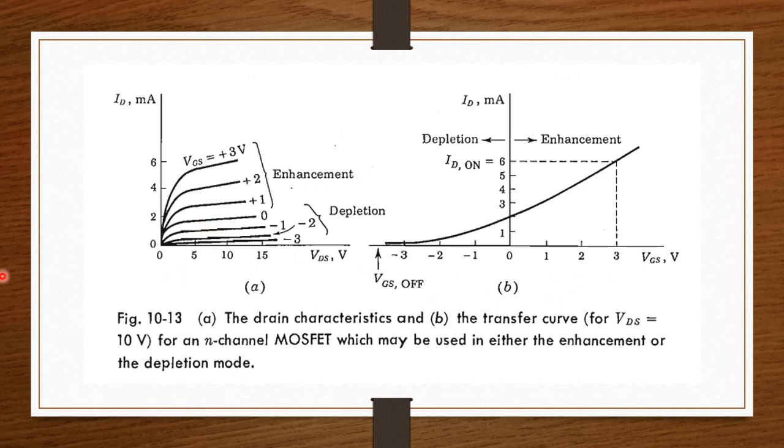So these are the figures. You can draw from this figure. This is the depletion region and depletion mode, and this is the enhancement mode, and this is the transfer curve for a VDS of 10 volts. Okay.